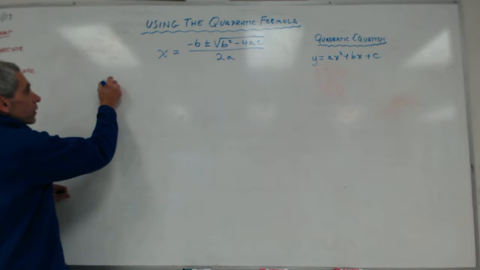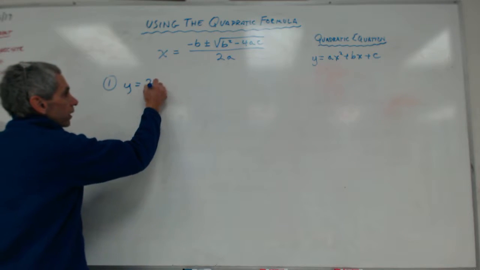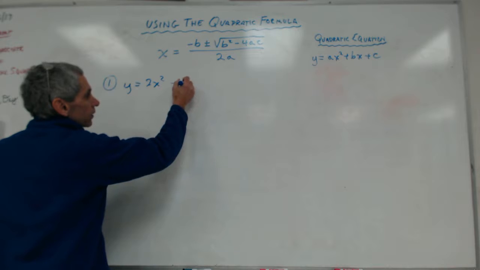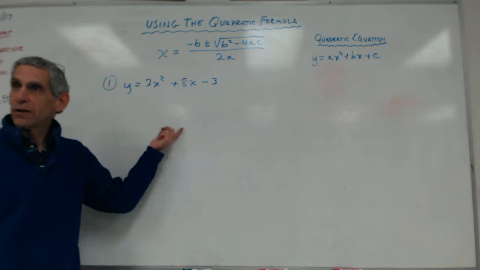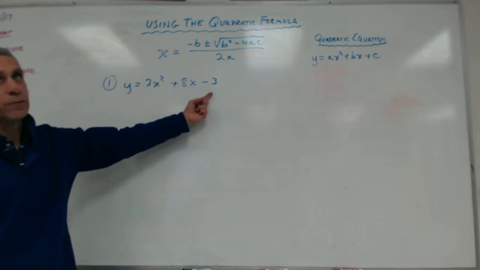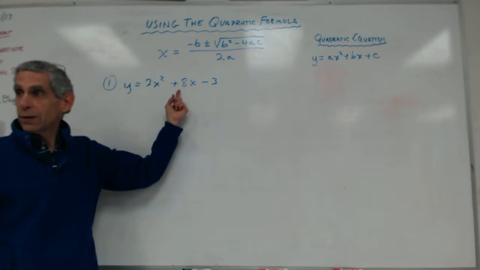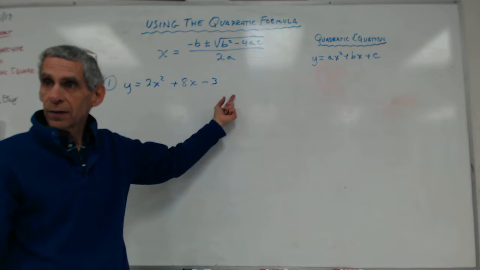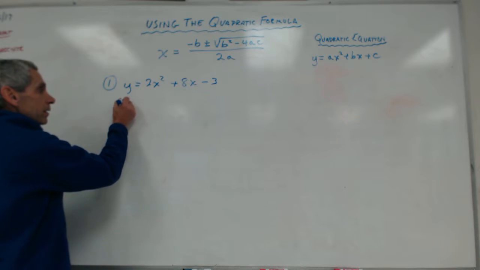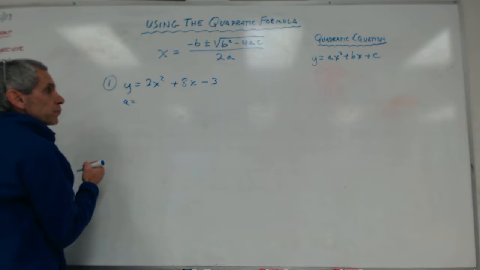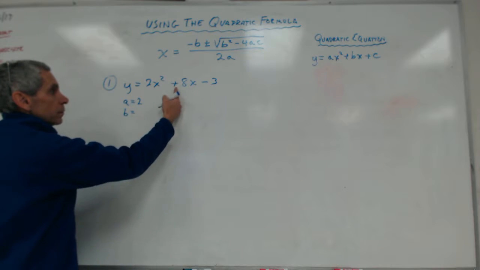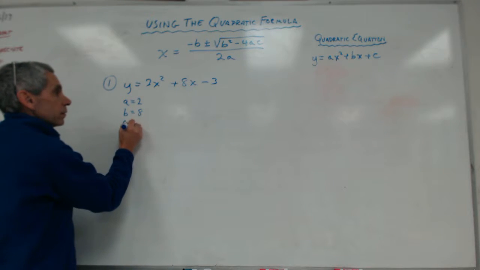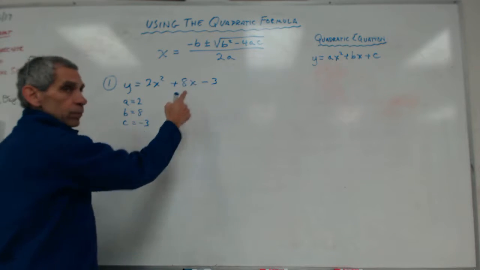Let's say we do y is equal to 2x squared plus 8x minus 3. I have no idea whether that can be factored or not. Well, I could figure it out. 2 times negative 3 is negative 6. I don't think it can be, because I can't get an 8 from negative 6. 6 and 3, no, never mind. Okay? So I have to remember my a is what? My a is 2. My b is what? 8. And my c is what? Negative 3. That negative is important, okay?